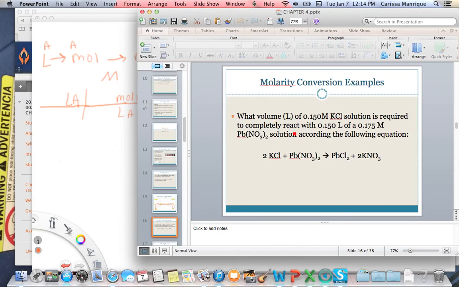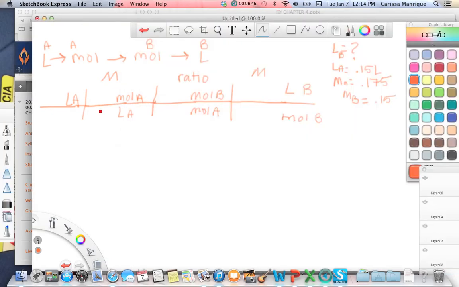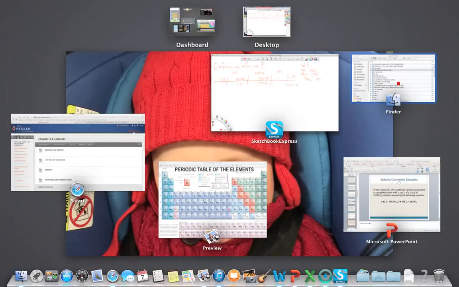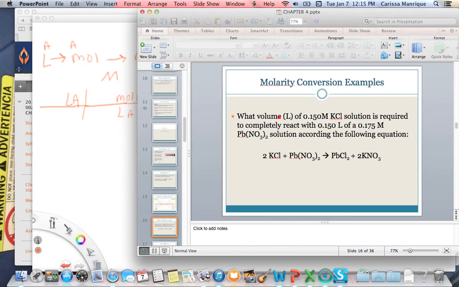So just kind of look at what you have. You have a liter, molarity, liter, molarity. And see, that's what we need, where you have a liter and molarities in between. Okay, so this is a liter to liter problem. Also notice it asks you to solve for a liter, and it gives you a liter. Okay, so those are just different hints to show you that this is a liter to liter problem.